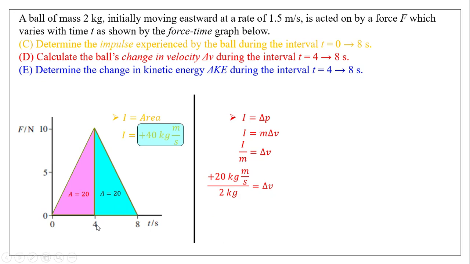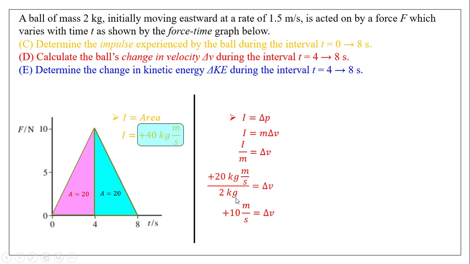So for part D, it says from 4 to 8. I don't need to use 40 area. I actually just need to use 20 because this area that I found is 20. All right, other than that, the area here is positive 20. And then mass here is 2 kilogram. Units will cancel out. Kg will cancel out. So the only unit left over is meters per second.